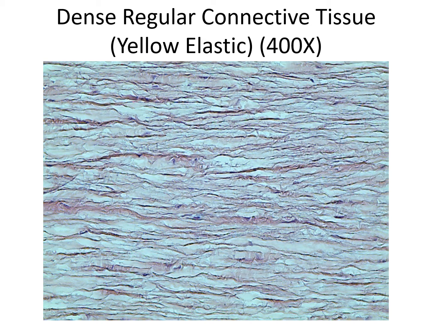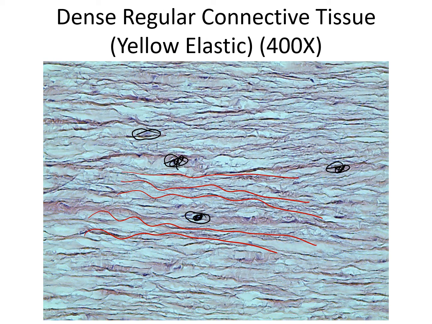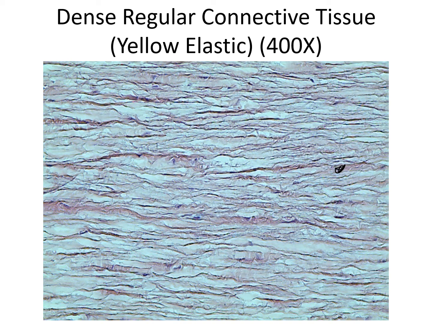This is another dense regular connective tissue, but it's a yellow elastic. So what do we have over here? Those cells, let's say this one here, and the dark spot inside the nucleus, those are fibroblasts. And then we have collagen fibers. Here they're running in the same direction, still parallel to each other. So that's, again, another picture of dense regular. It's just a different type. But all you need to identify is dense regular connective tissue.